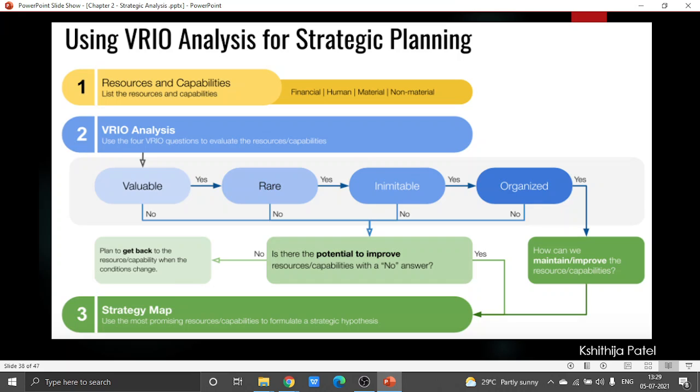And last but not least, we have organized. An asset is organized if the firm can really utilize it. For the most part, organization is frequently ignored by strategy, because it deals with the internal workings of the firm's administration.